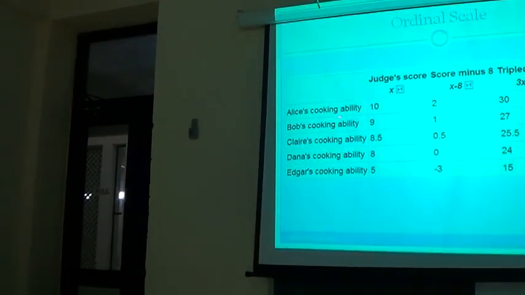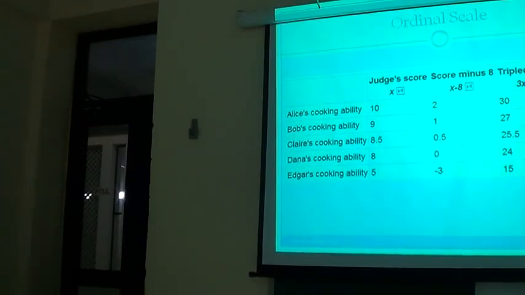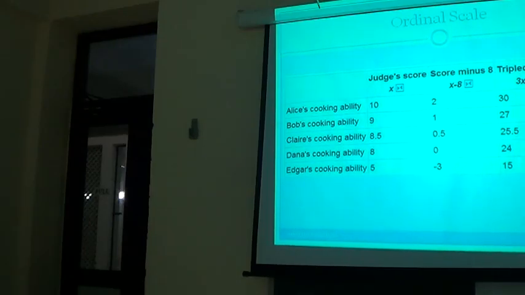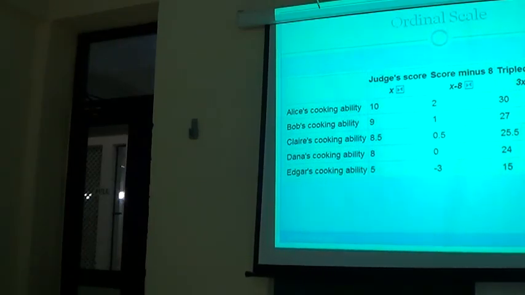So, you see, these are different persons, right? Alice, Bob, Claire, Dana, and Edgar. Their cooking ability is measured by a judge. One judge is measuring that: 10, 9, 8.5, 8, and 5. Of course, Alice is the best cook here.